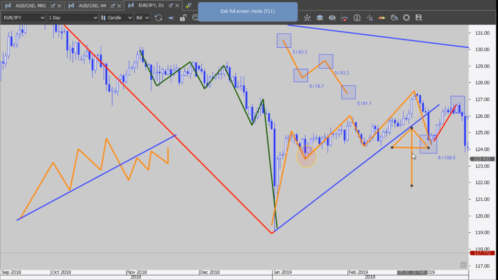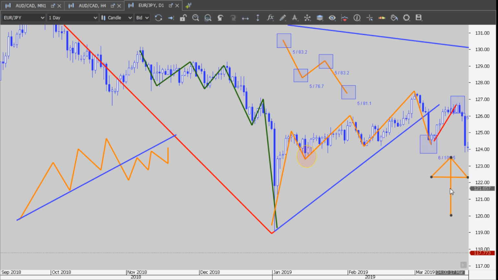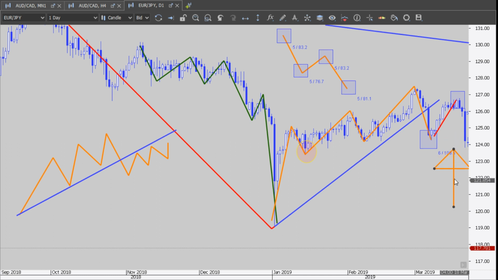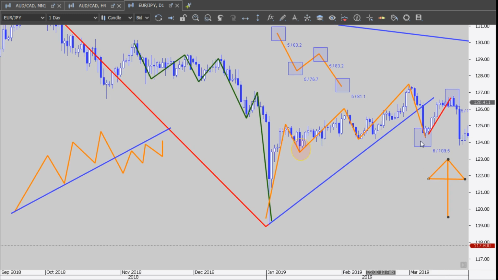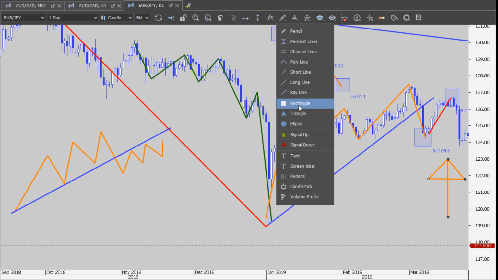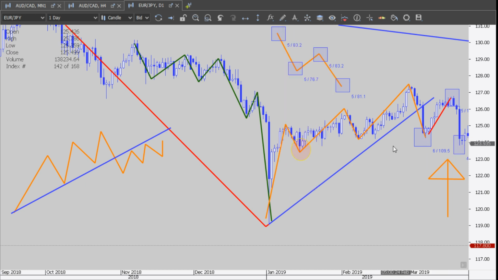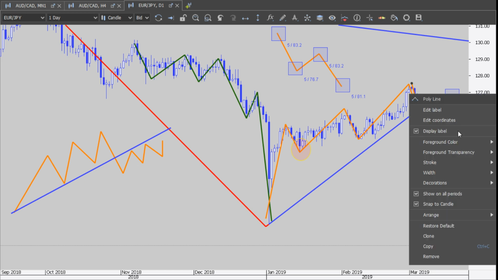On Euro JPY daily chart in here, right? No, we are not. We are waiting for another lower low. So we are going to monitor the market, and bam, now we have another low. There you go. We have a confirmed downtrend. We have two lows and two highs.